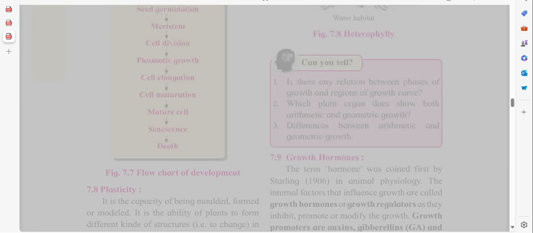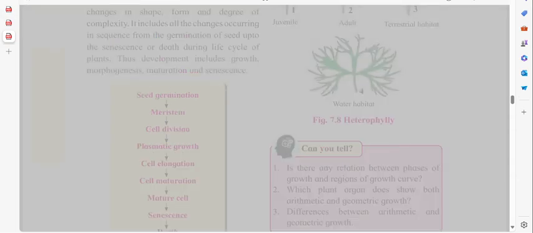Seed germination. Meristem. Cell division. Plasmatic growth. Cell elongation. Cell maturation. Mature cell. Senescence. Death. Fig. 7.8 Heterophylly. 1, 2, 3, 4. Juvenile, adult, terrestrial habitat. Water habitat.